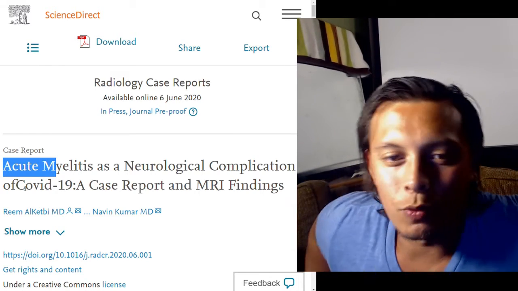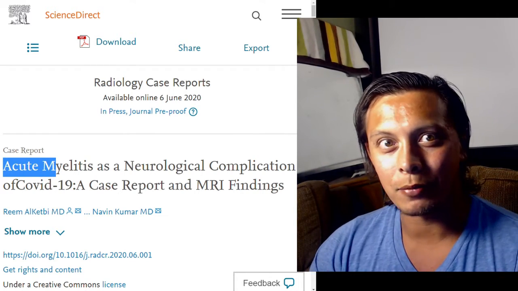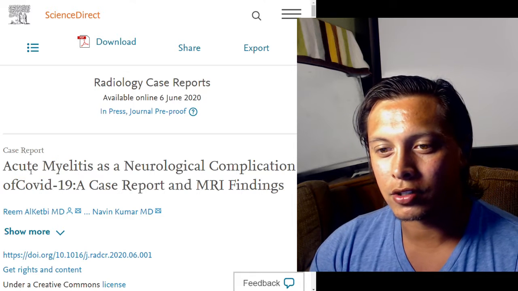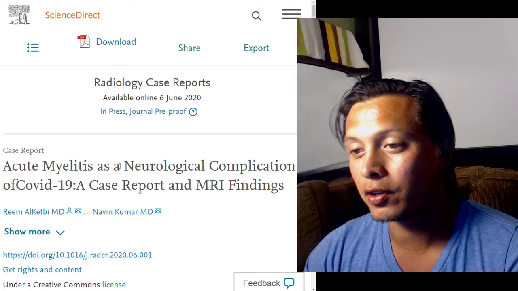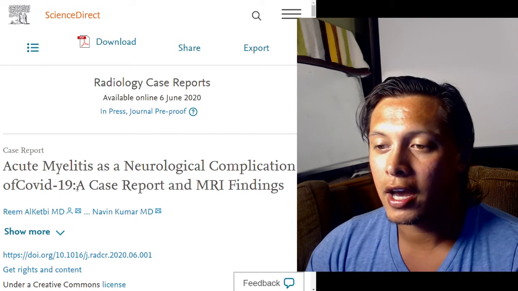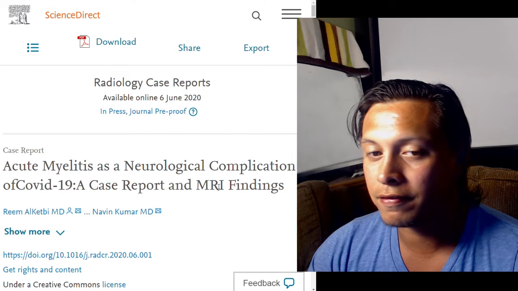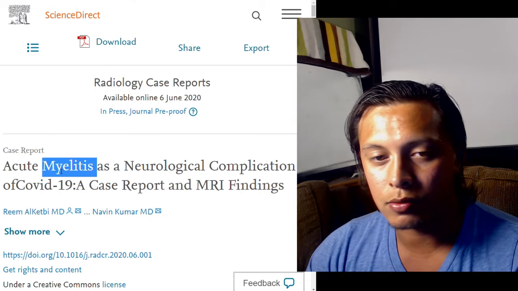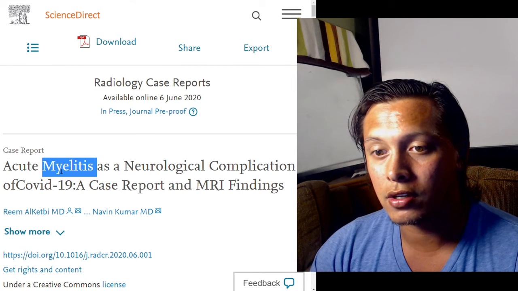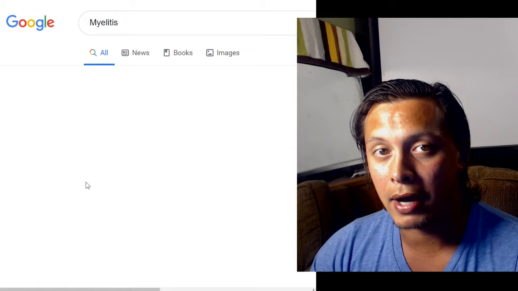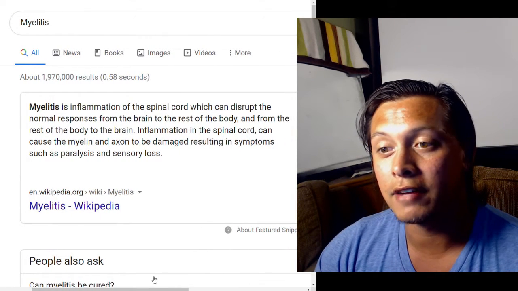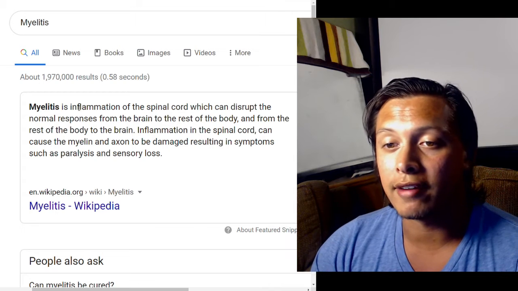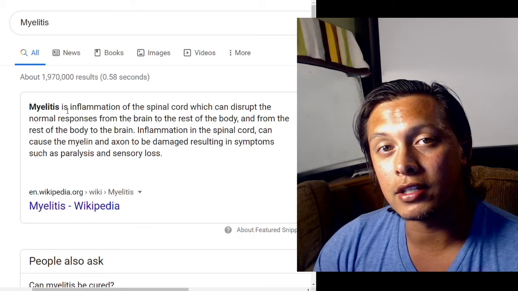So what I'm going to do is go over this paper called Acute Myelitis as a Neurological Complication of COVID-19, a case report and MRI findings. So what is myelitis? Well, that is inflammation of the spinal cord. You can have things such as encephalitis, which would be inflammation of the brain, and myelitis, which is inflammation of the spinal cord.